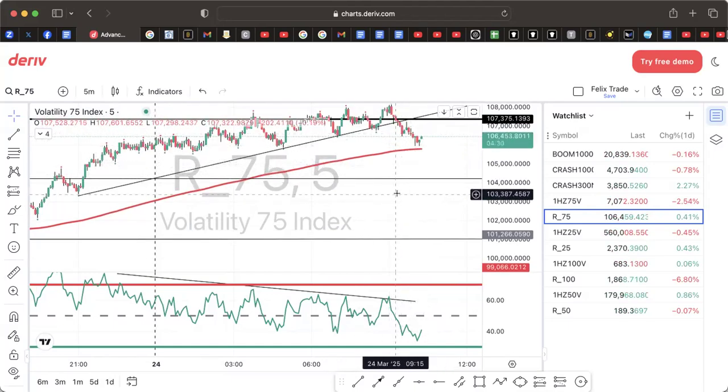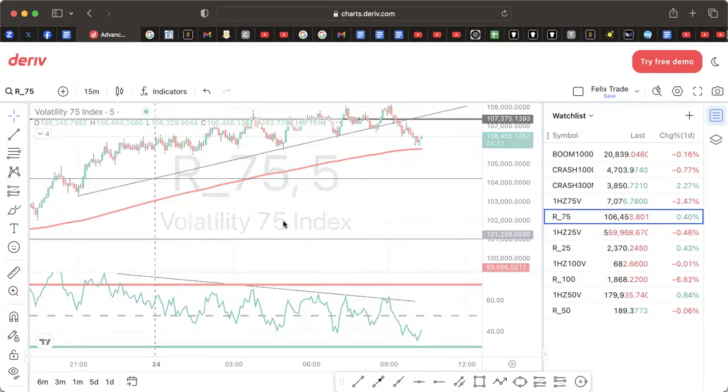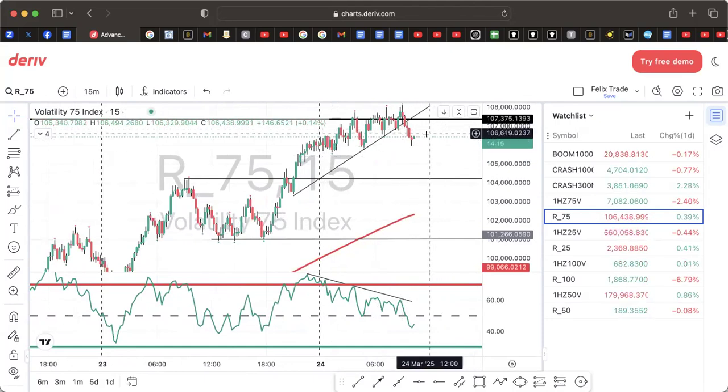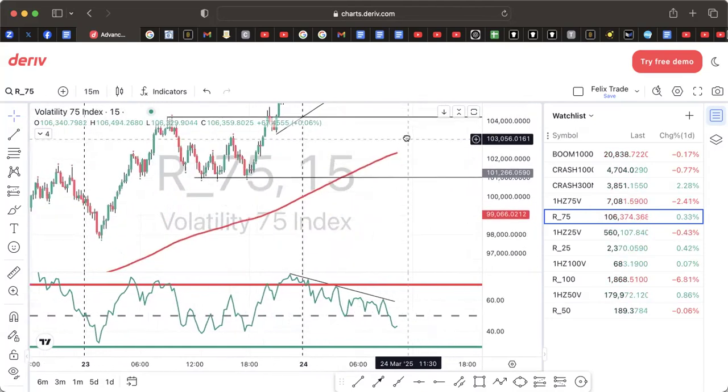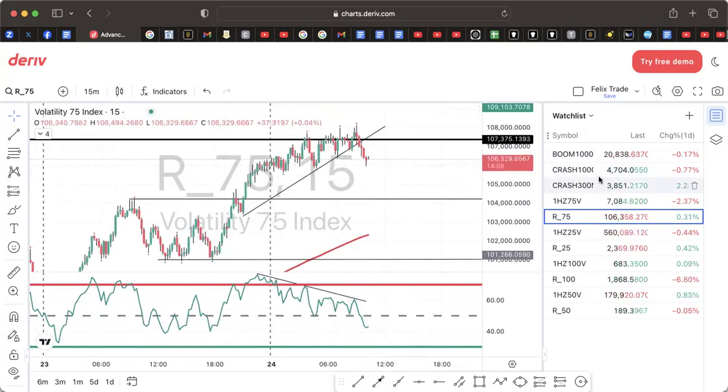Then we're gonna find an entry. To go back to the 15 minute. Okay. So if you want to short, you can short and targeting here, here, here. So I'm going to short this market and targeting some of those regions. Yes, you heard me right.